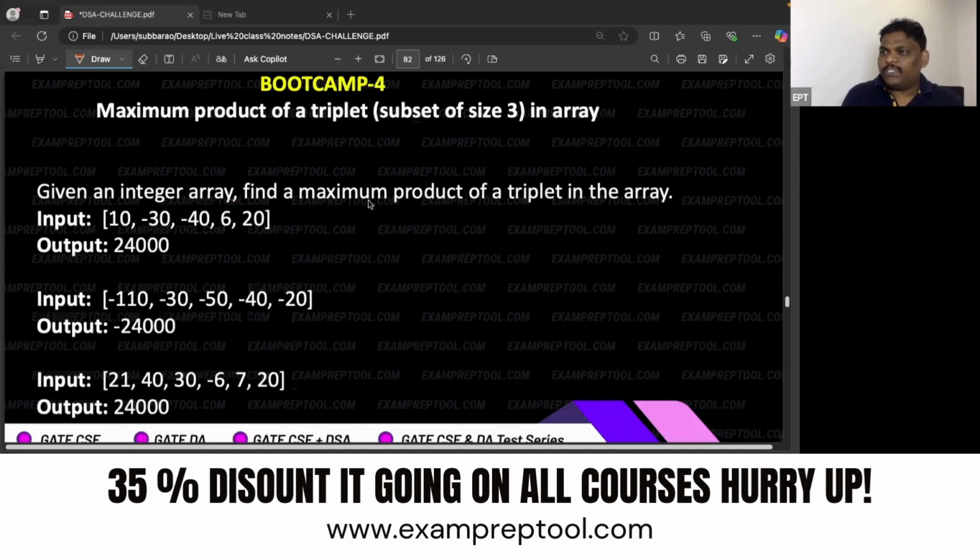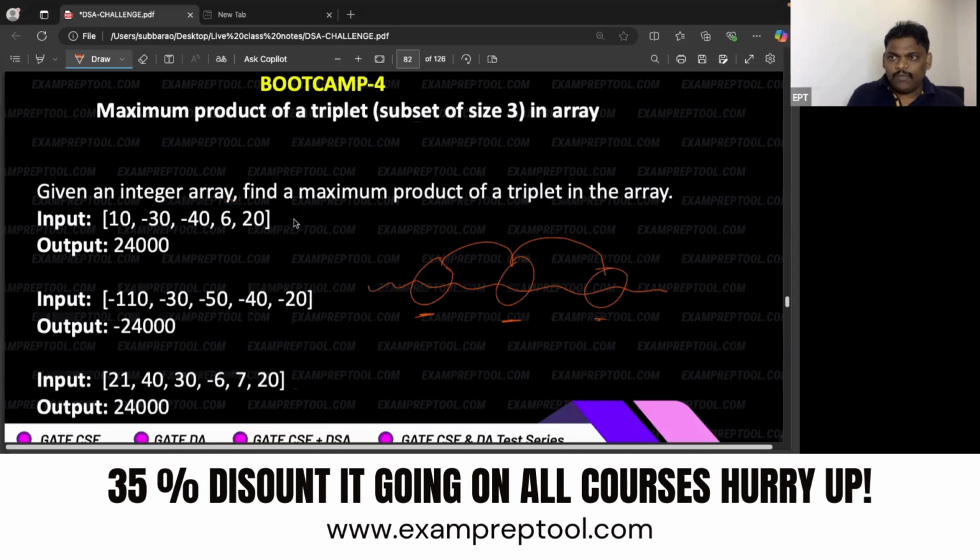So first let me explain the problem once again. This is the given array. In the given array, find any three people, any three, whose product is maximum. That is the goal.